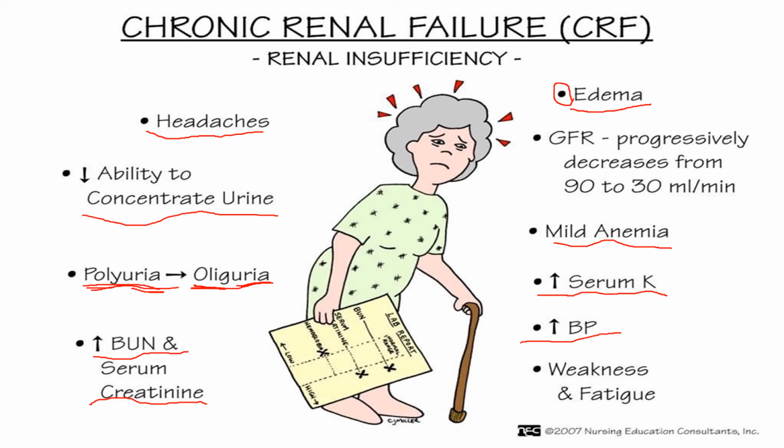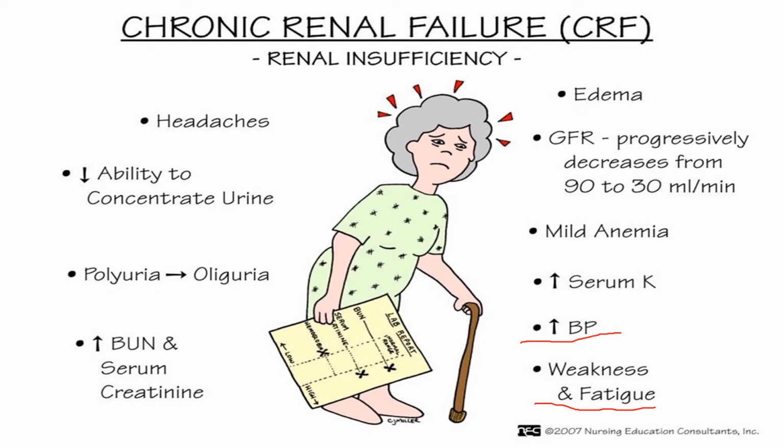You can get an increased BP because your renin-angiotensin-aldosterone system might be firing loads in order to try and get some more blood supply to that kidney that's suffering. And overall, you can end up with weakness and fatigue as well. So many things can happen in your patients who are having renal failure.